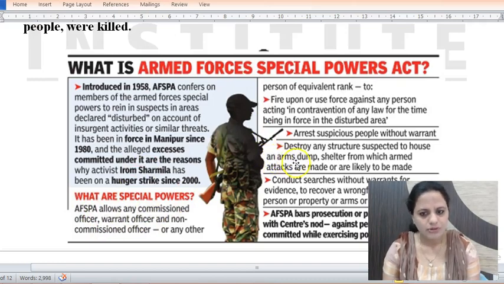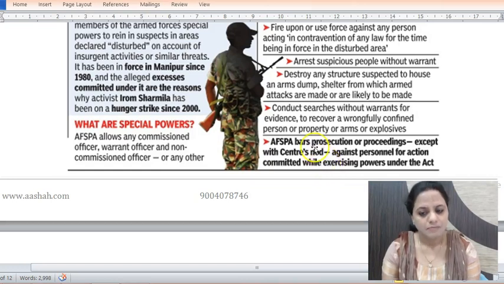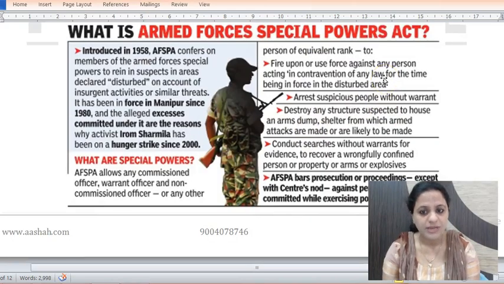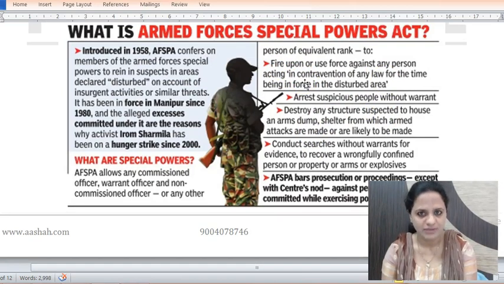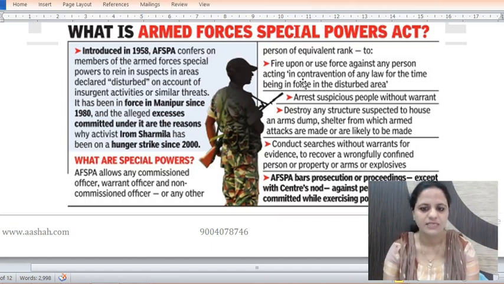So in AFSPA, the most controversial provision is that prosecution proceedings against armed personnel, even for action committed while exercising powers under AFSPA, cannot take place except with the Center's nod. If the Center approves, only then can prosecution take place against these armed personnel. They have been given powers under AFSPA to arrest suspicious people without warrant. They can fire or use force against a person even to the extent of causing death if they have such indication that the person is involved in suspicious activity. They can conduct searches without warrant.